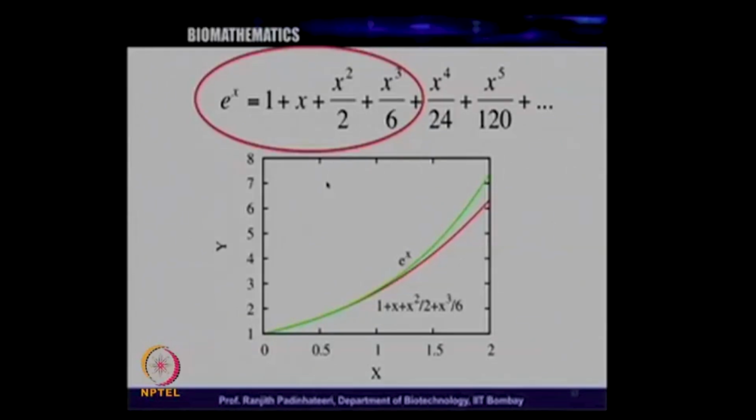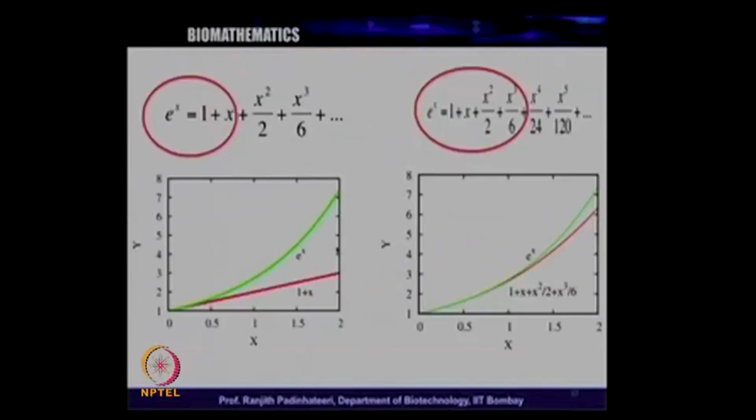So, let us compare these two approximations. Have a look at these graphs. In the left side we have the approximation with 2 terms, 1 plus x, and on the right we have the approximation with 4 terms, 1 plus x plus x square by 2 plus x cube by 6. And you can see that the right side is much better than what you see on the left side.